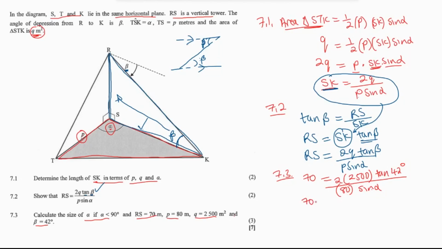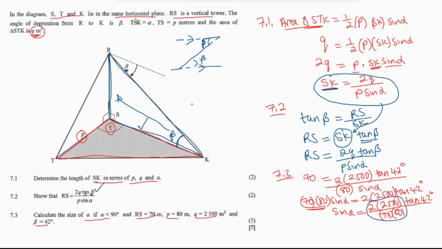So we have 70 times 80 sine alpha is equal to 2,500 tan 42 degrees. We want sine alpha, so we can divide by this on both sides of the equation. So it becomes sine alpha is equal to 2 times 2,500 tan 42 degrees divided by 70 times 80. Let's simplify this part.